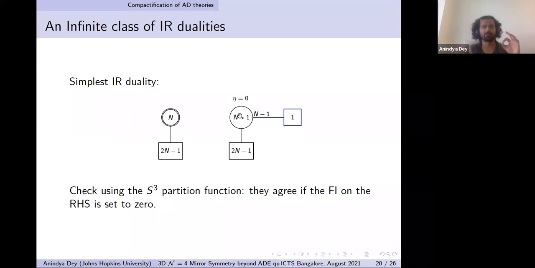So you always have to turn off this FI parameter in the UV. The reason is that there's a U(1) symmetry of the SU(N) theory that only appears in the IR. So this is sort of the new tweak in the duality, which we have to understand better. It's not a duality with all deformations turned on.